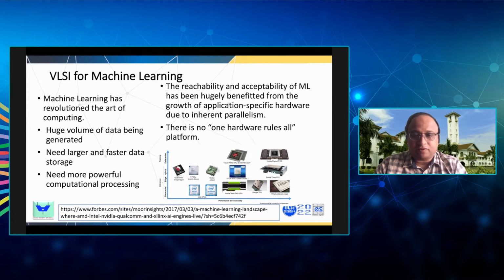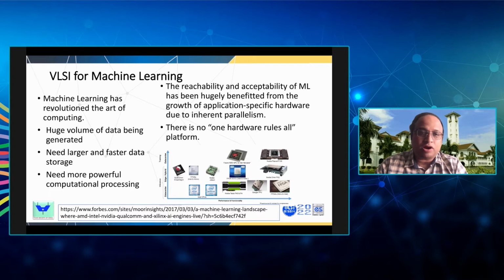In this illustration, you can observe that a wide range of hardware circuitry, or VLSI circuits, has evolved. And the interesting thing is that there is no one-hardware-rules-all platform. Depending upon the various kinds of applications, performance and functionalities, we will be ranging over CPUs, GPUs, TPUs, FPGA solutions. All of them have their own pros and cons, and that, I believe, makes the study so interesting.